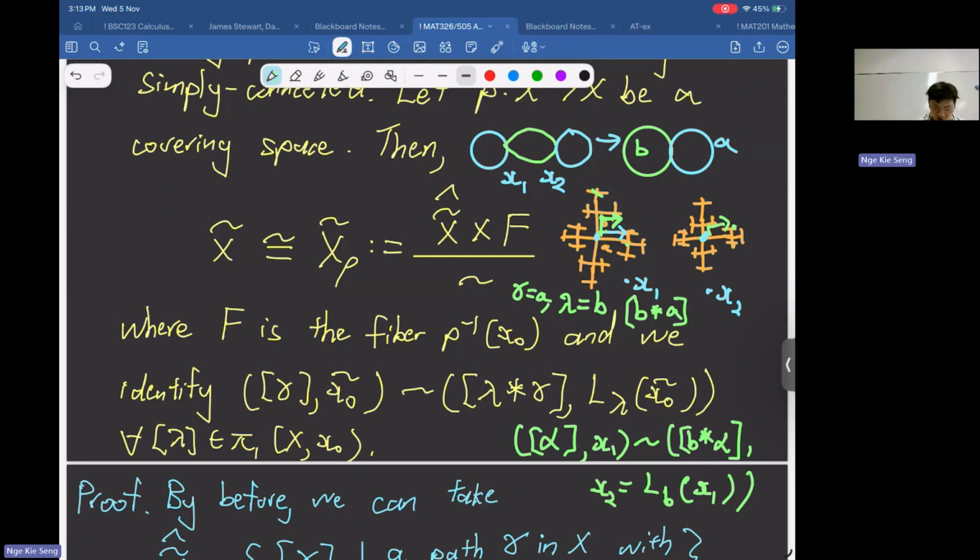So what happened is you have identified this path, the blue path on the first one, to the green path on the second one. These two paths you identify. But you have to do it for all the paths. Meaning you look at the orbit of this section on this product set, and then you identify the whole.